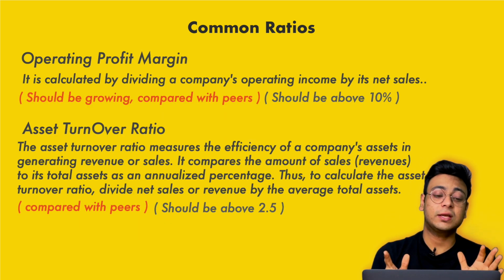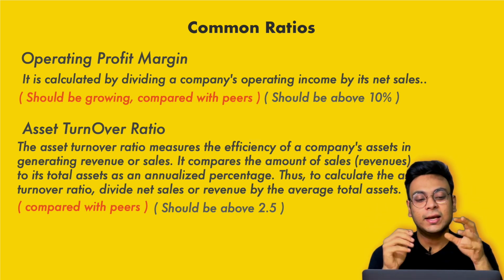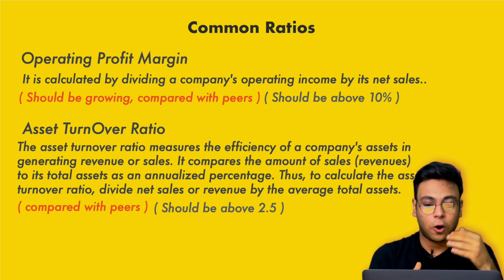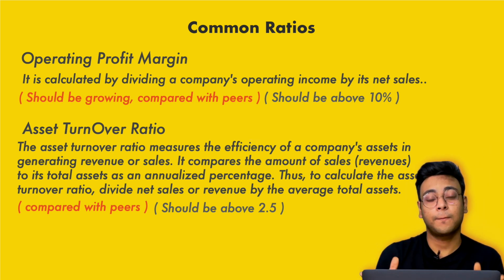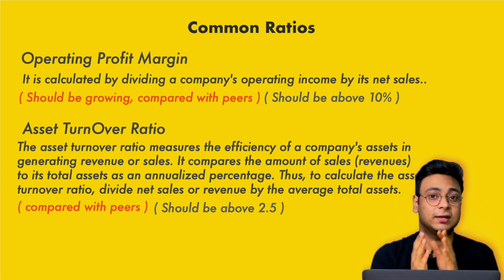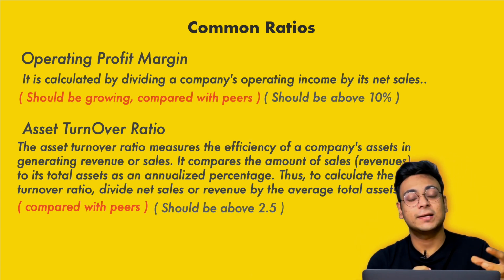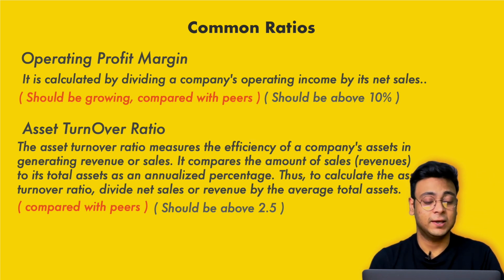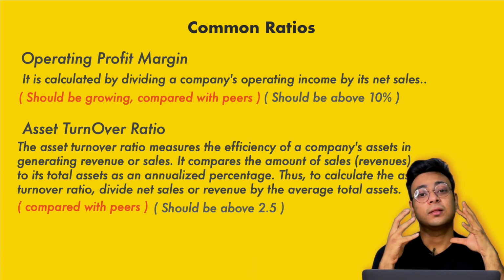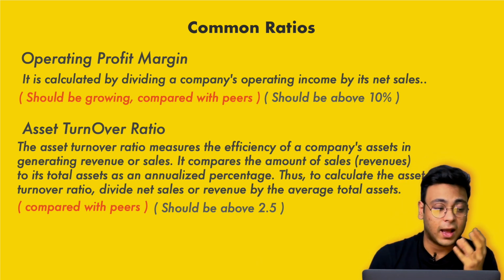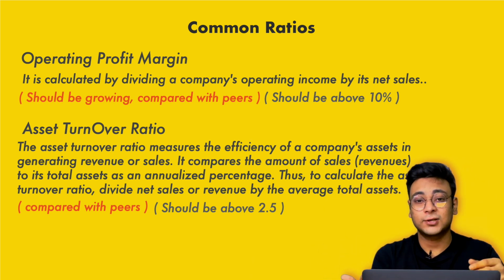Coming to our seventh common ratio, the operating profit margin or net profit margin or any profit margin that you see, it is calculated by dividing the company's operating income by net sales. So if we do the company's operating profit divided by net sales, then we get this ratio. This tells us how much the company's profit is in comparison to the company's revenue or sales. This is a strong indication to find out whether the company is actually making higher profits or not. If the expenses are high, the company's margin will be low.